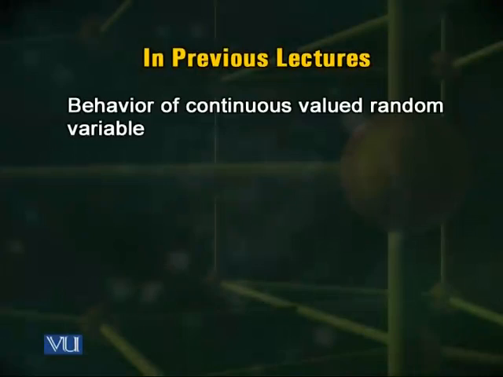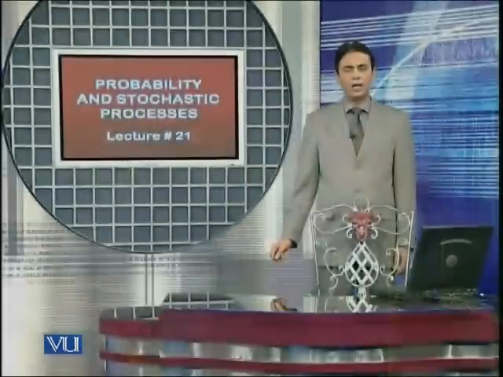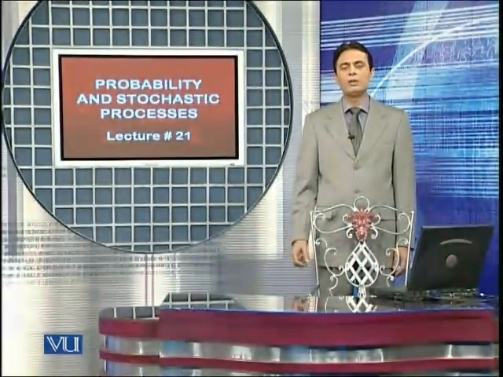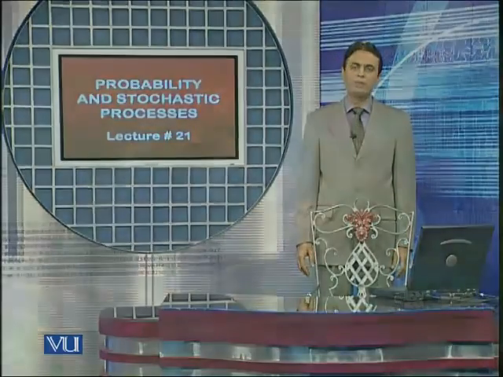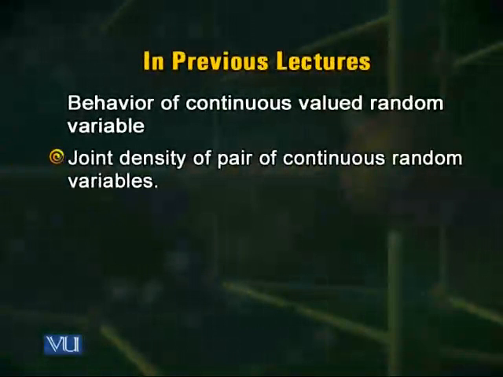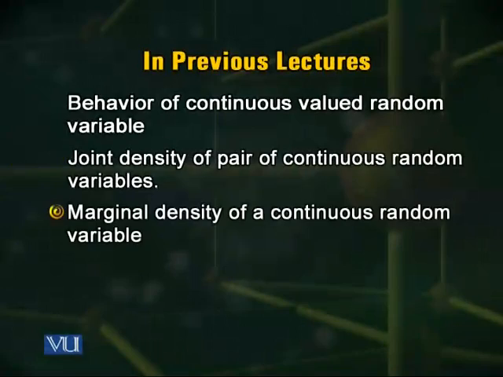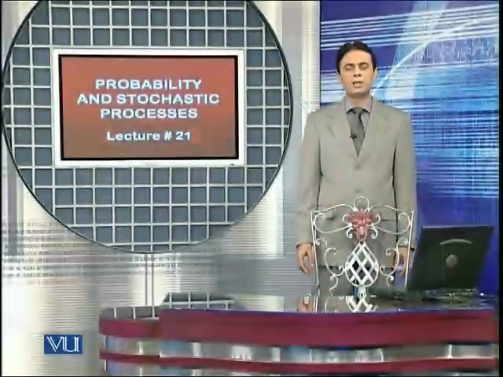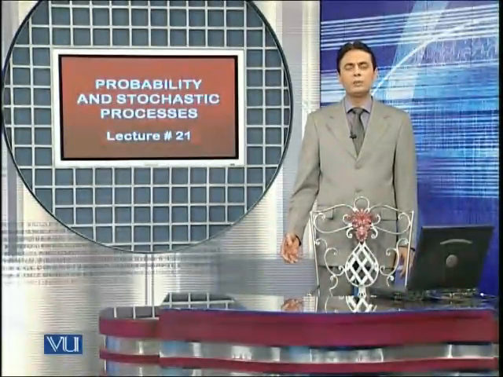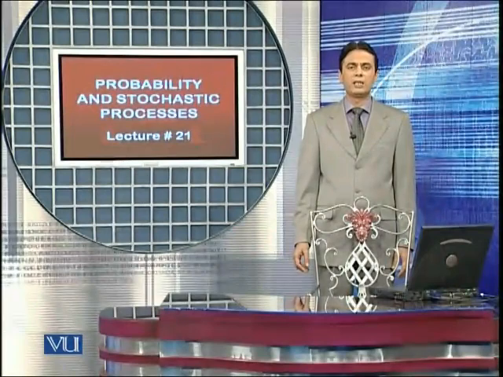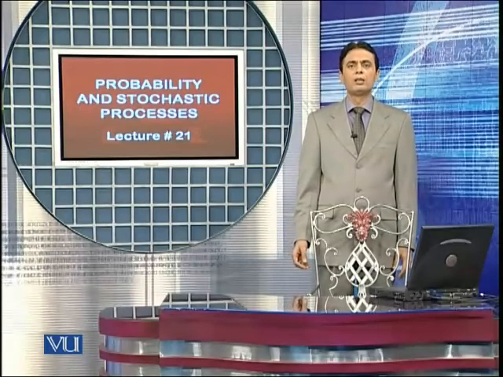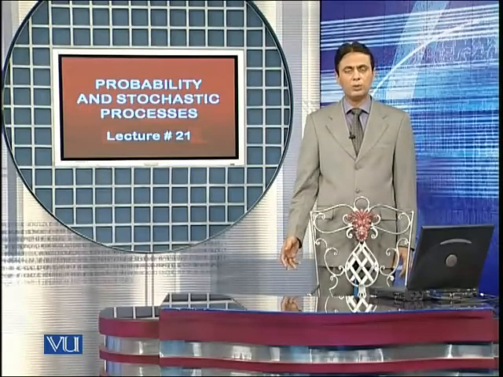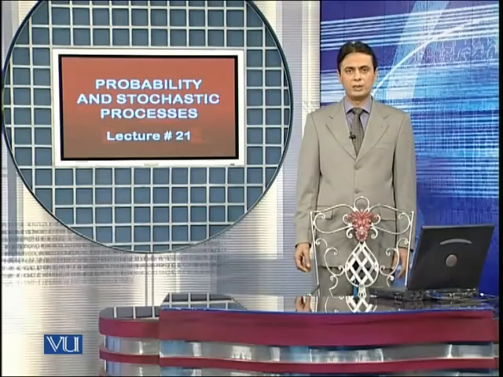In recent lectures, we have been analyzing the behavior of continuous valued random variables, and in the last couple of lectures, we worked with a pair of continuous valued random variables. To analyze their probabilistic behavior, we work with their joint density as well as two marginal densities. While dealing with a pair of random variables, if we want to analyze the behavior of any one of the random variables in the pair, then we only need to work with its marginal density. And if we want to work with both of them, then we need to work with their joint density.